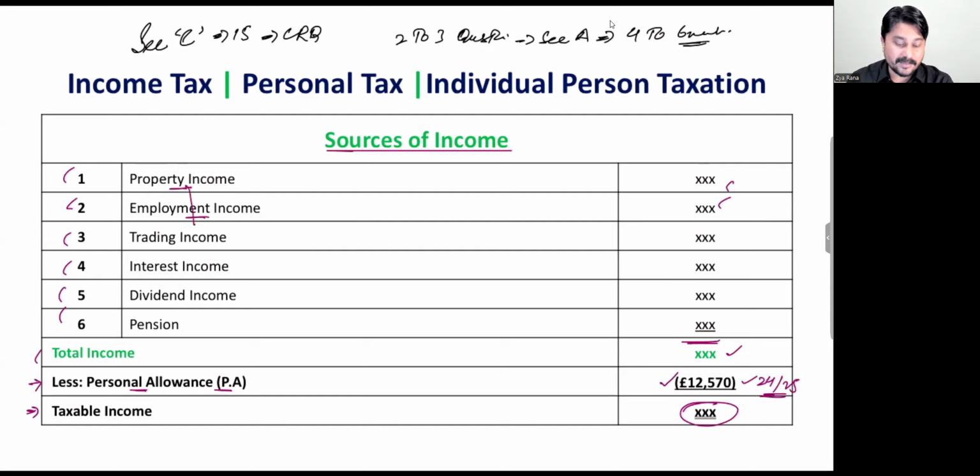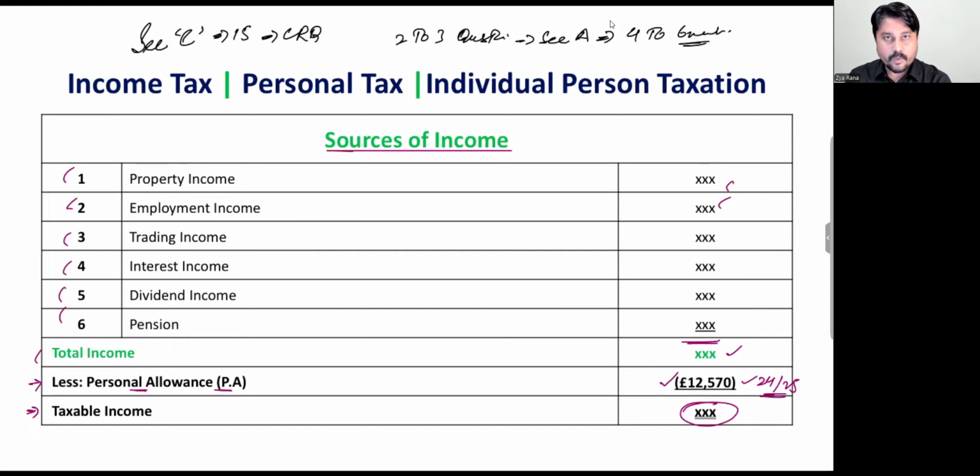By the way, it's not like every person always has all these six sources of income. No, let's say in a scenario, it is given that a person has trading income and also dividend income, only these two can be there, or any three can be there. It's not like every person always has all six sources of income. Any one, any two, any three, or all of these six sources can be there, depending upon the scenario.